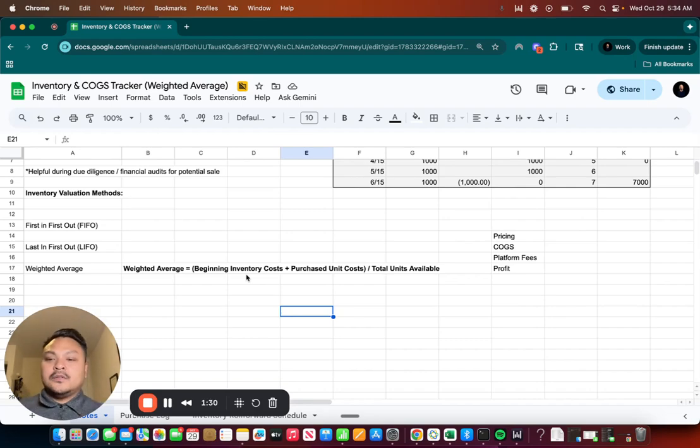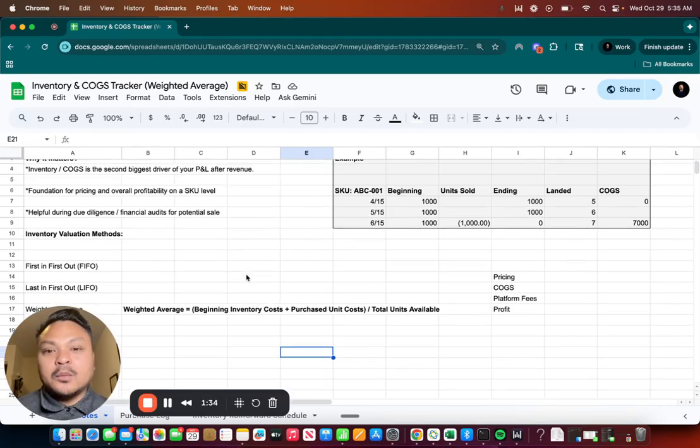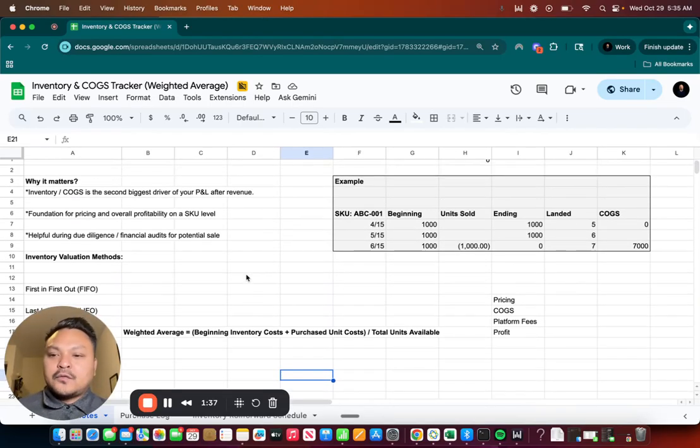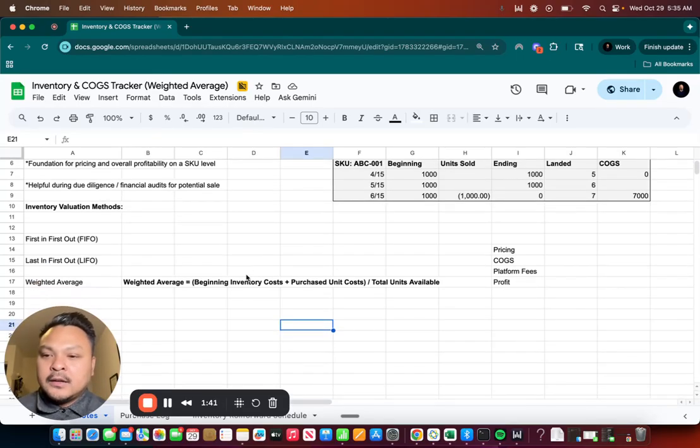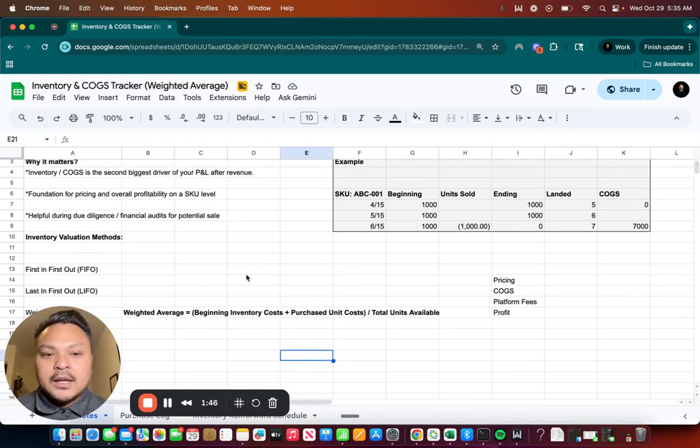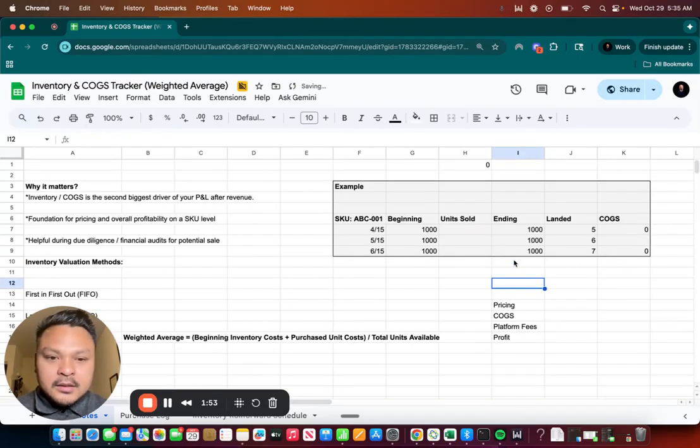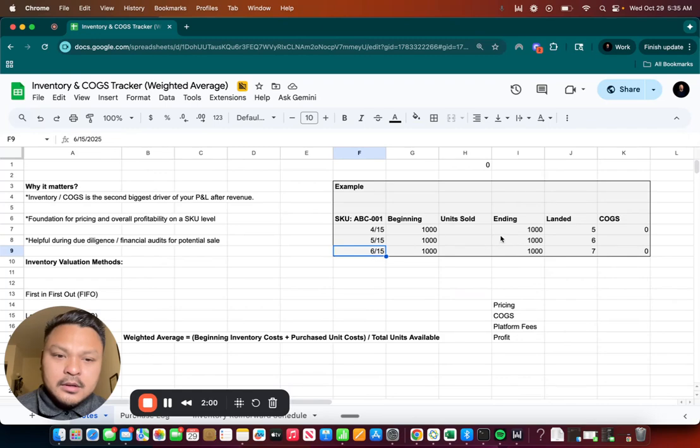So there's three inventory valuation methods: FIFO, LIFO, and weighted average. First in, first out means that we are expensing the oldest inventory first, right? So what that means is, in this example here, if we ordered three batches in April, May, and June, and we sold 1,000 units.